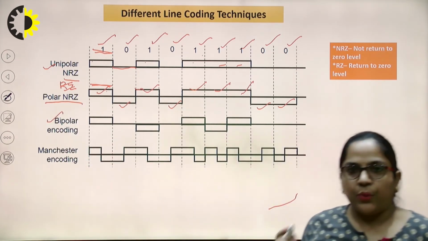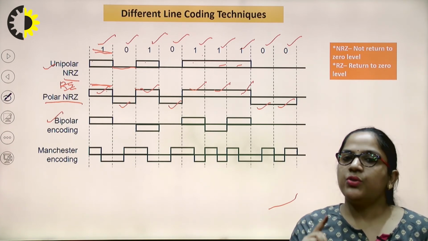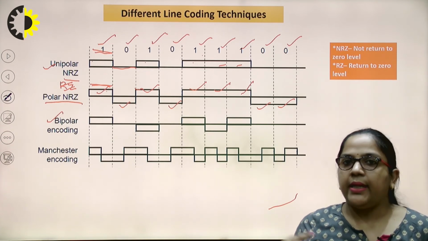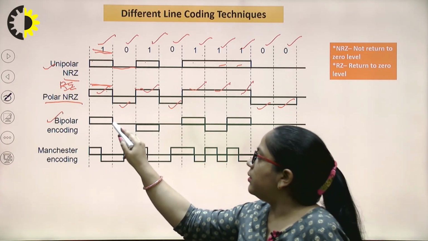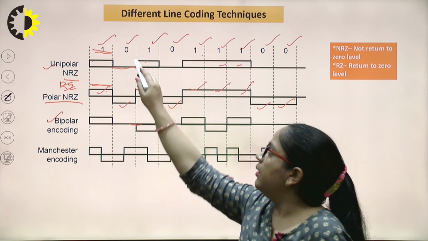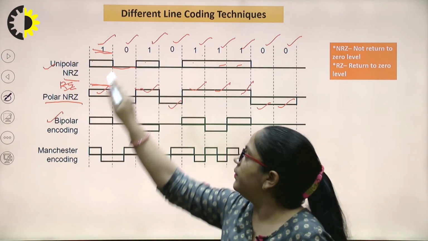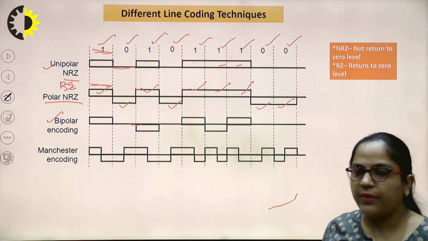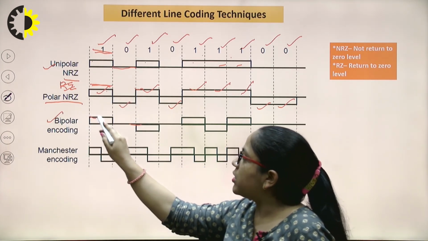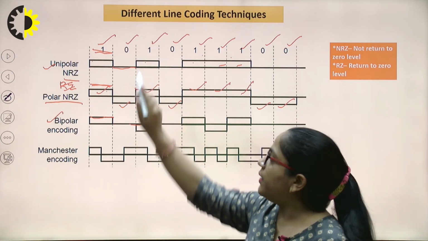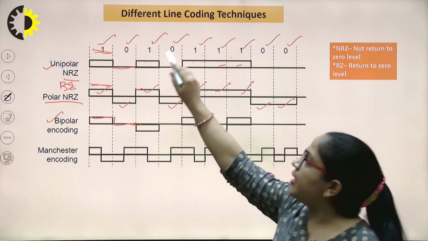In case of bipolar encoding, we use 3 voltage levels. We used to assign positive and negative polarity to binary 1 alternatively, and there is 0 voltage level corresponding to binary 0. So how can we represent this digital data into a digital waveform with the help of bipolar encoding? For the first one, if we are using positive polarity, then 0 will be indicated with 0 voltage level.